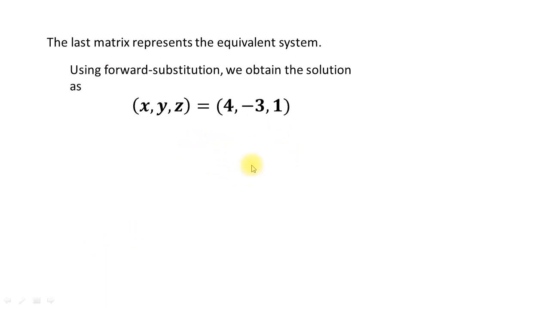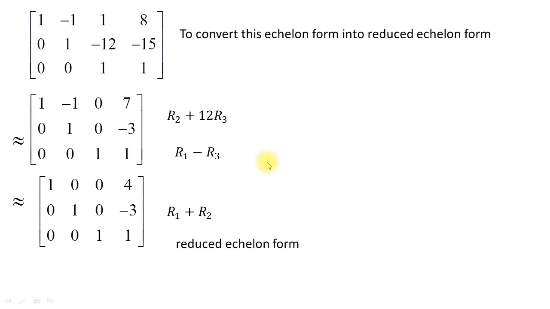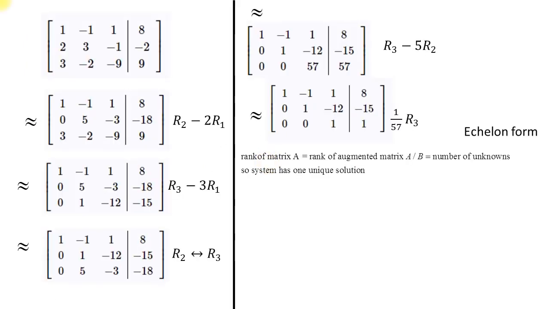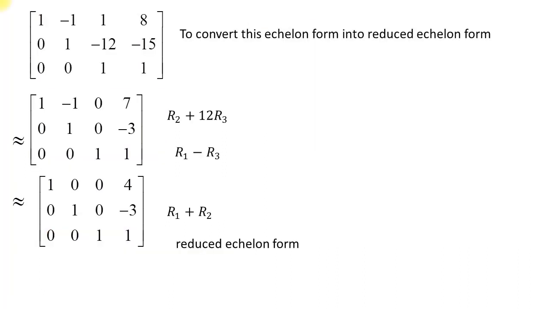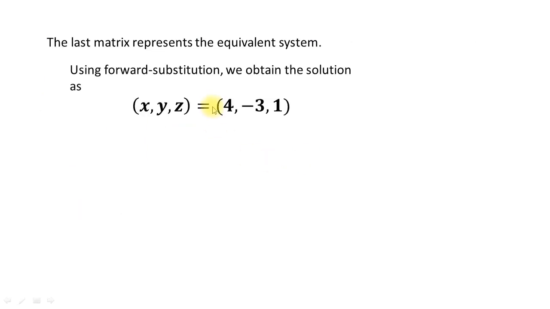And when we solved this system by the Gaussian elimination method, we already solved the system by Gaussian elimination, and the result of the Gaussian elimination method was also this result, 4, minus 3 and 1, and now the result by the Gauss-Jordan method is also 4, minus 3 and 1.